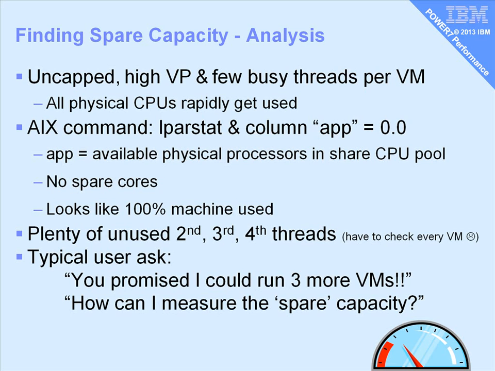It's telling you how many physical processors there are in the entire shared CPU pool. In our little case in here, it will say 0, none. They've all been accessed and used concurrently in the logical partitions, and it looks like the machine is 100% busy. But if we log on to each individual virtual machine, we can see that there's plenty of second, third and fourth SMT threads available.